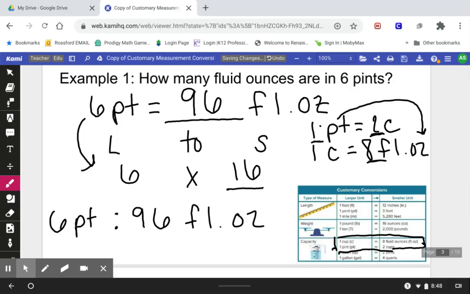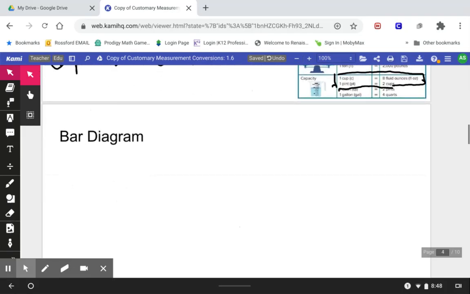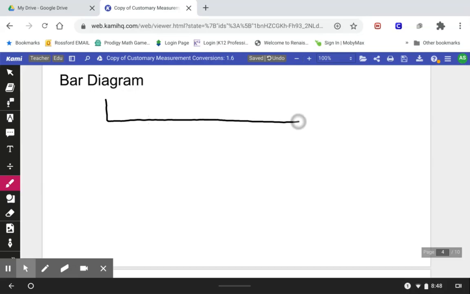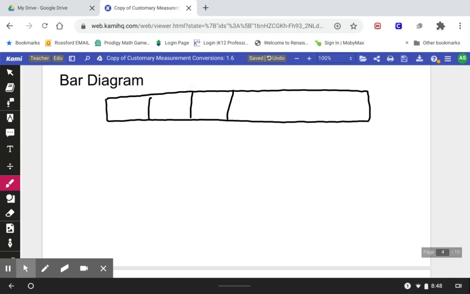All right, I'm going to show you how to do this example using a bar diagram. Do the best I can using this online pen. The first thing we're going to do is draw a bar to represent 6 pints. So I'm going to go ahead and draw my rectangle. Okay, I'm going to go ahead and divide it into 6 squares. There we go. All right, so this right here represents my 6 pints.